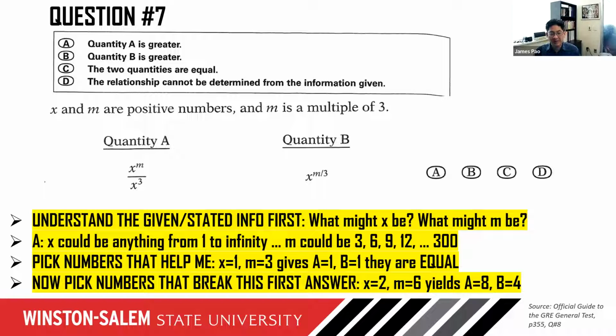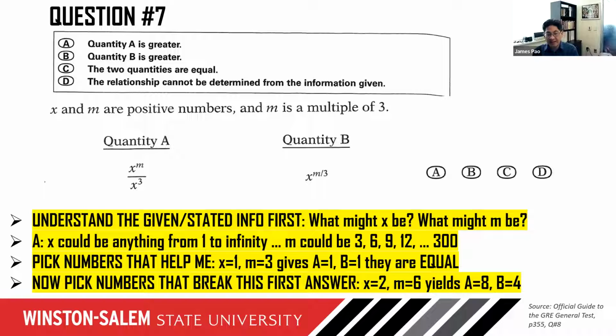So now I'm going to pick numbers that help me. Of course, the smallest numbers I came up with is what I'm going to start with. So my X, the smallest number I could think of is 1. My M, the smallest number that I could think of is 3. I'm going to plug in X equals 1 and M equals 3 and see what my quantity A and quantity B give me. So once I plug that in, quantity A is X to the 1 power divided by X to the 3rd power, also known as X over X to the 3rd. That's going to be equal to X to the minus 2 power.